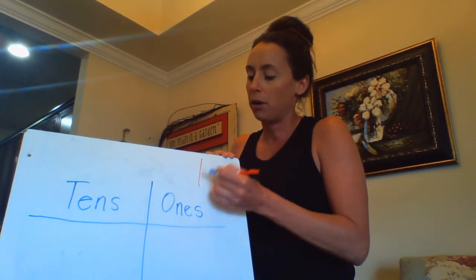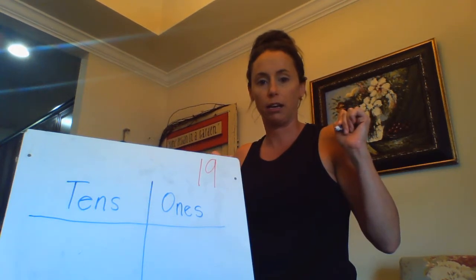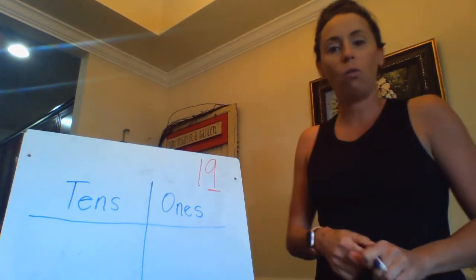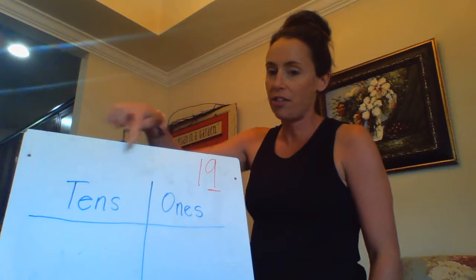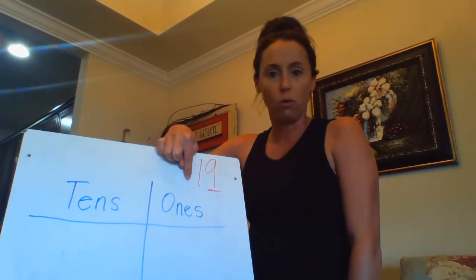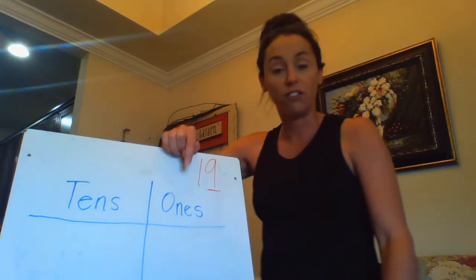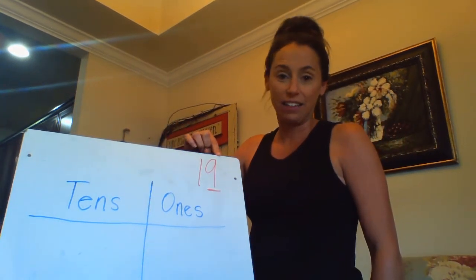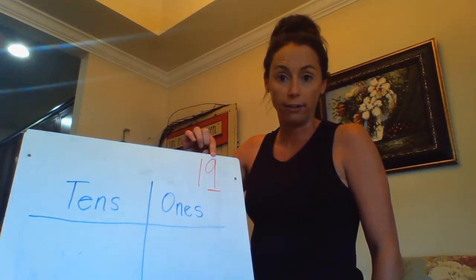So if we're looking at the number 19, okay, look at that number 19. And I want to look at this first digit here, the 9, okay? What place is that 9 in? Is it in the tens place, or is it in the ones place? What do you think? Well, if you said ones place, you're correct. This number 19, that means in the number 19, there are 9 ones.